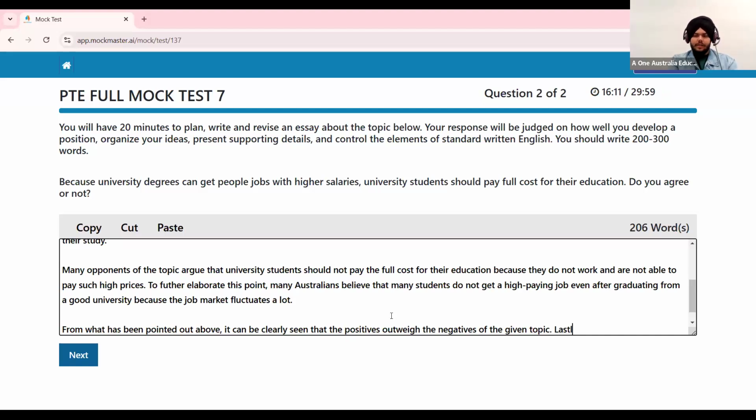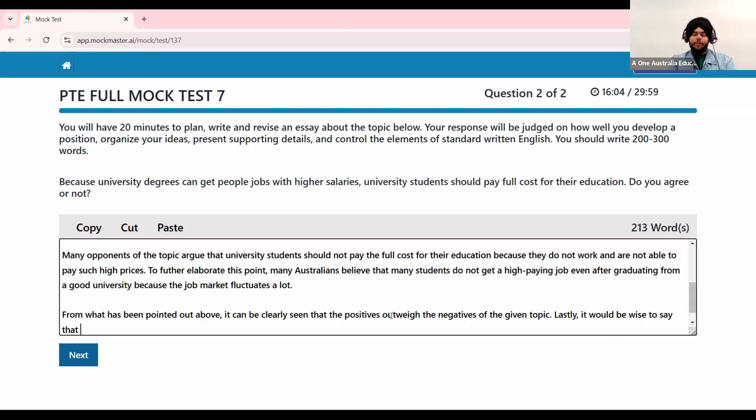Okay. Lastly, it would be wise to say that, now you can either copy and paste the topic sentence in your conclusion, but what I do is I like to paraphrase it a little bit. It would be wise to say that university students are capable of paying for their education. Or university students are responsible and can pay for their own education.